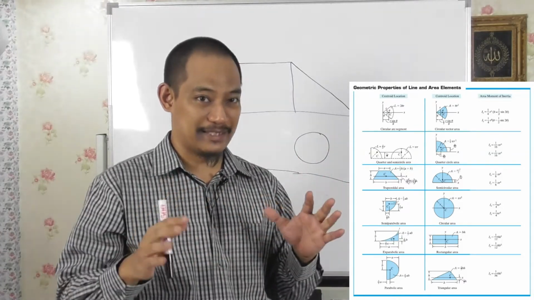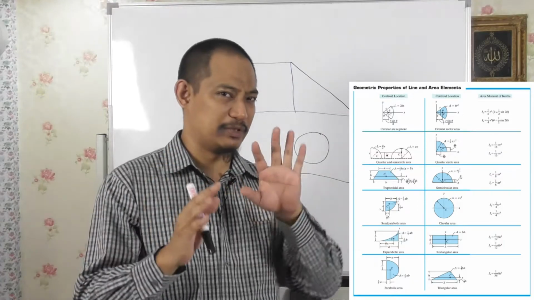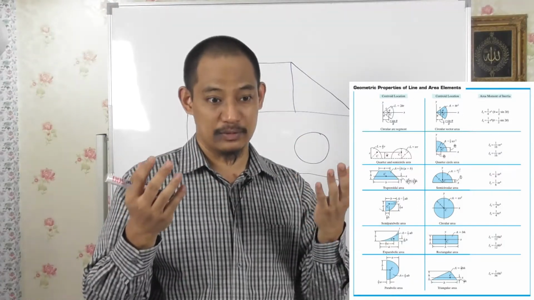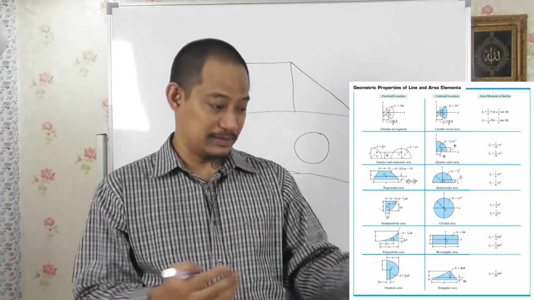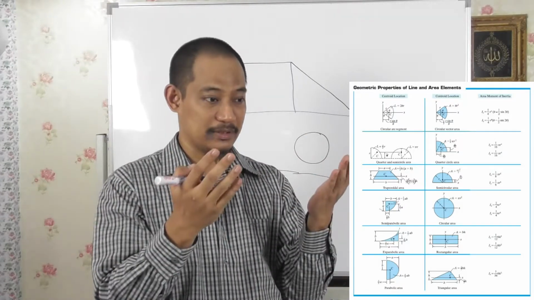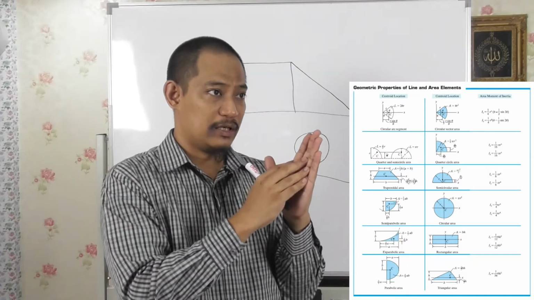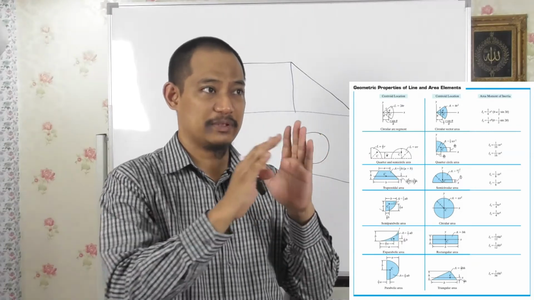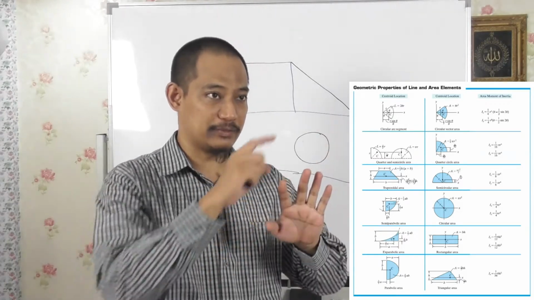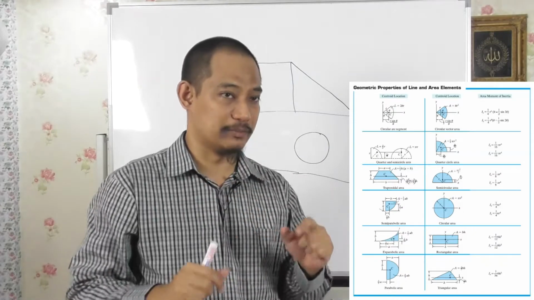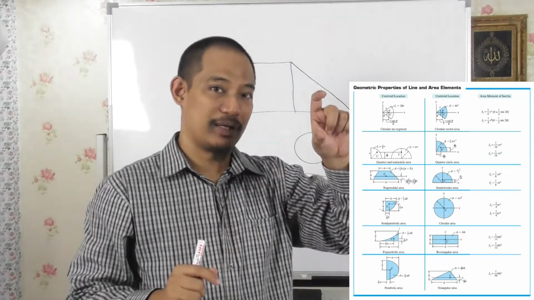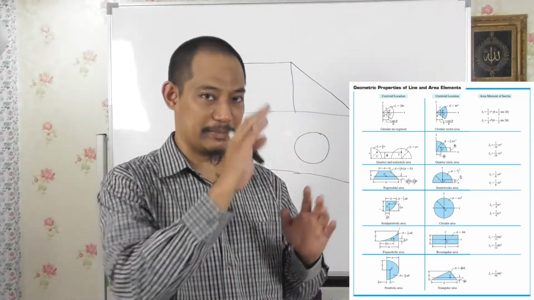So make sure you understand that when you look at the table, normally between area and volume, it's quite obvious, right? You can see this is basically area and this is volume. But sometimes the table combines the area as well as the line on top, right? So make sure you understand, okay, this is for line, this is for area. Do not mix them up.